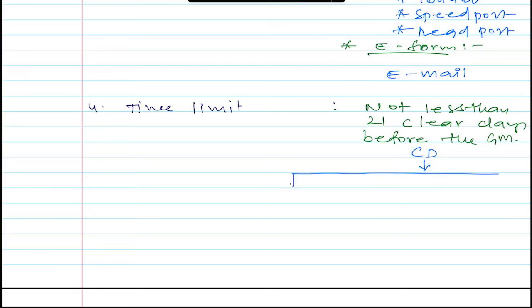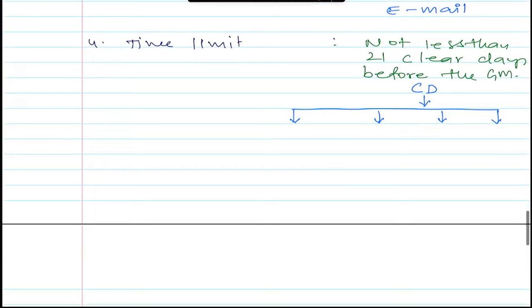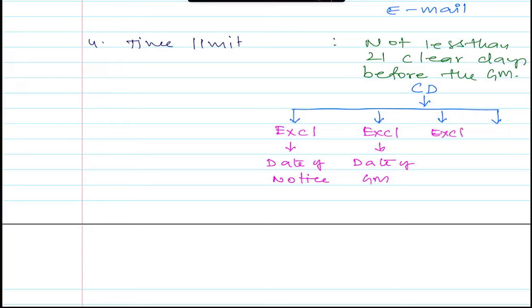Clear days. Four important things will be there. Exclude the date of notice. Exclude the date of the GM. Exclude postal transit day one. Exclude postal transit day two. How many exclusions have to be made? Four. Simply total. This question came in the exam.